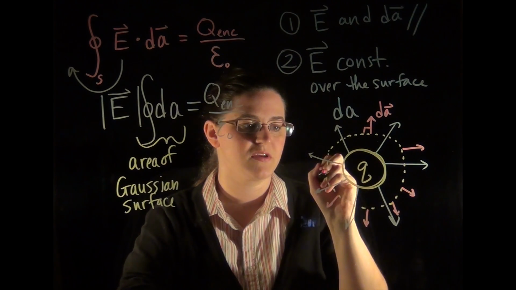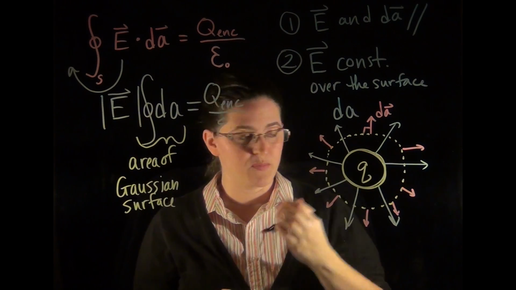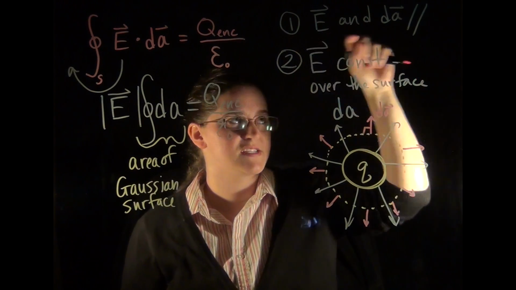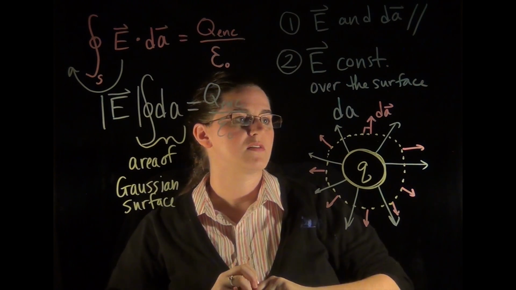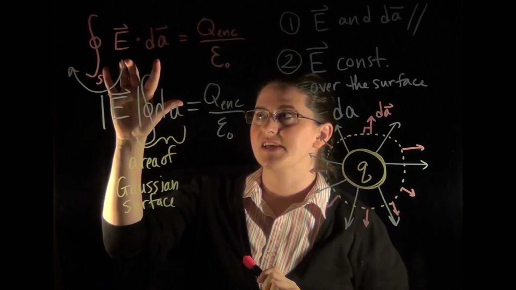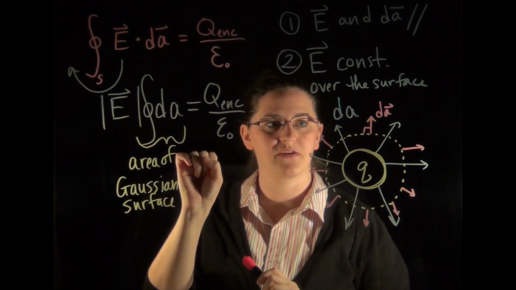Notice that they are parallel to E. That's why I've chosen this Gaussian surface in the first place, because it's a nice choice. It satisfies condition number 1. So now condition number 1 is satisfied, and the dot product has basically just become the two magnitudes multiplied together.